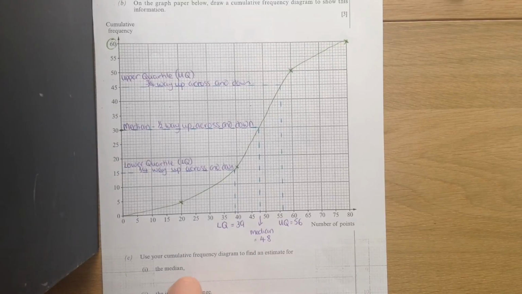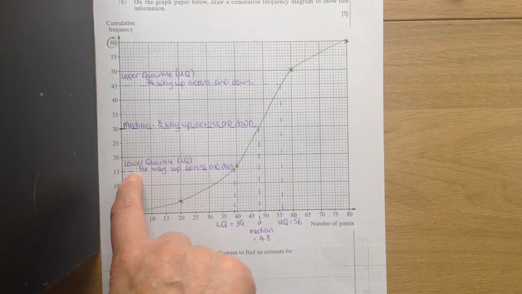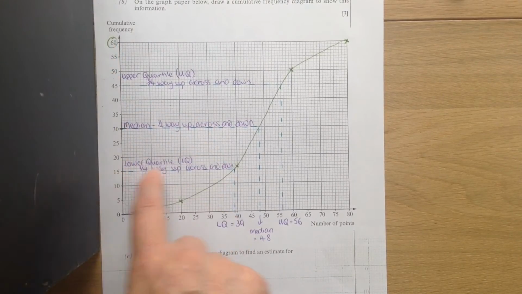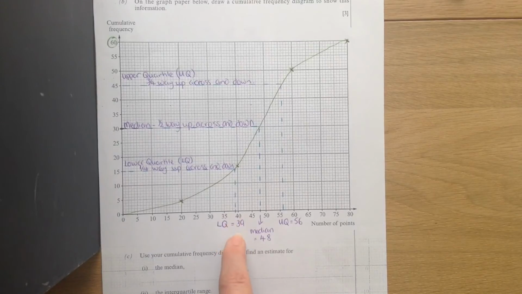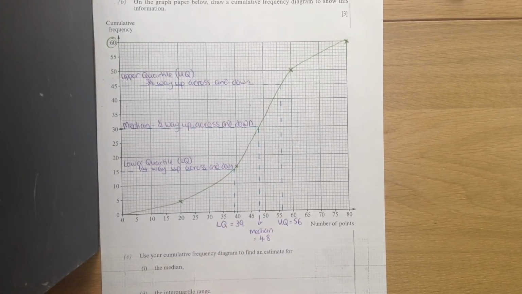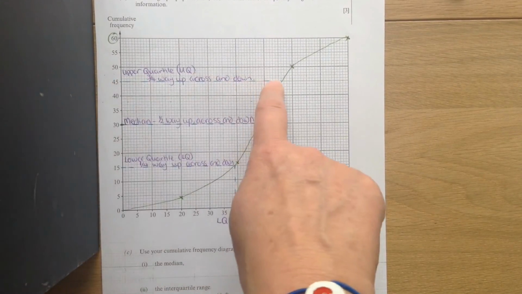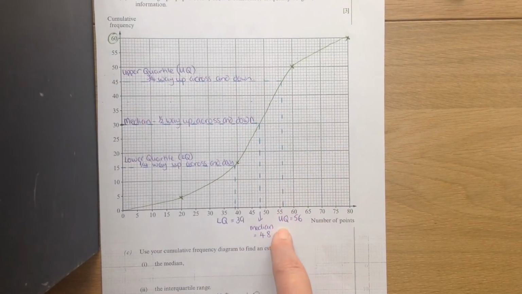They might ask you to find the lower quartile. Quartile sounds like quarter. So a quarter of the way up, so a quarter of 60 is 15. Across and down, the lower quartile is 39. And finally the upper quartile, 3/4 of the way. So up 3/4, across and down, the upper quartile is 56.